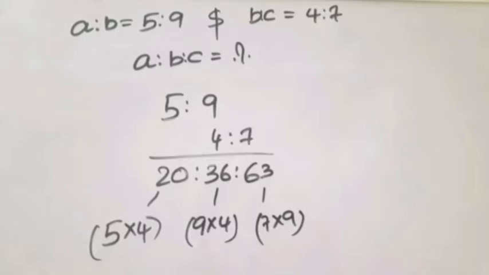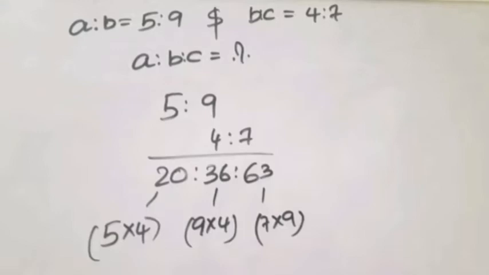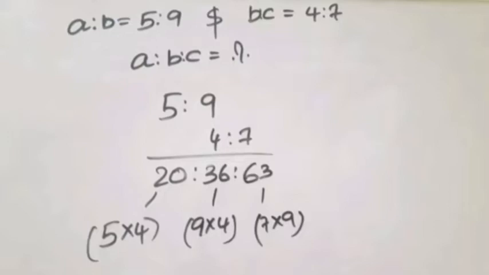If you want the first term A, we have to multiply 5 into 4. So 5 into 4 is 20. If you want to get the second term, it is 9 into 4. If you want to get the third term C, it is 9 into 7. So the process is like this. Observe carefully, you will understand definitely. If we have two ratios and we want to get A is to B is to C, the process is like this. Okay, hope you understand. Moving to the next question.